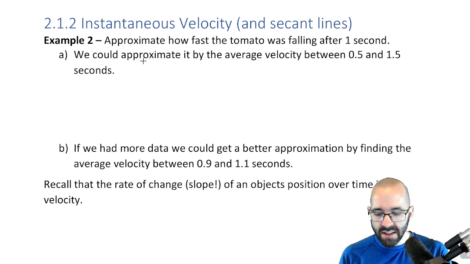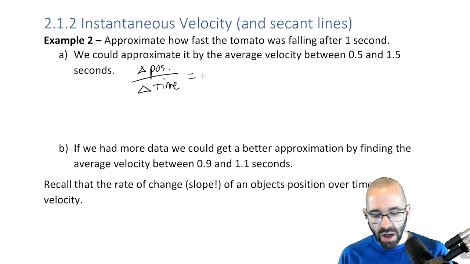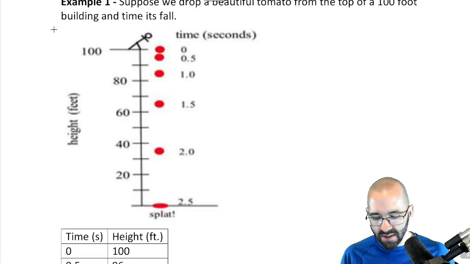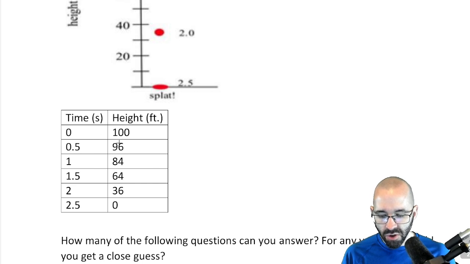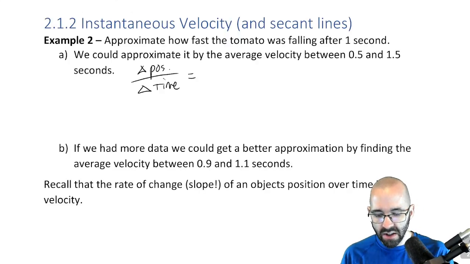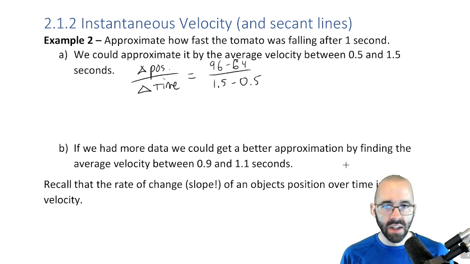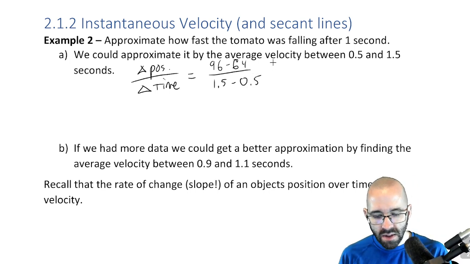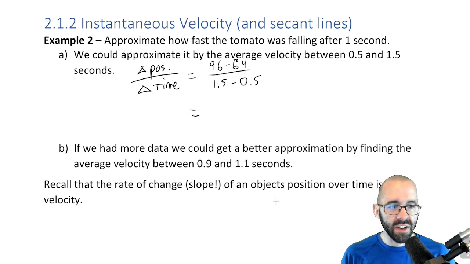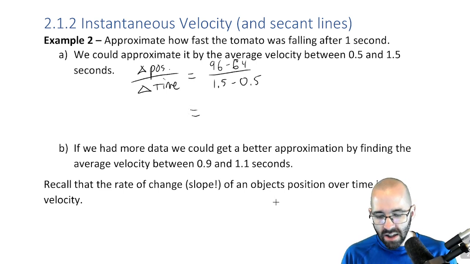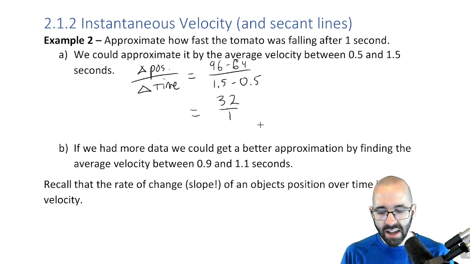Remember that the average velocity is going to be the change in position divided by the change in time. Well, between half a second and 1.5 seconds, what's the change in position? It goes from 96 feet to 64 feet. And between those times, how much time has passed? Well, it's going to be 1 second. So we could just do all these calculations out. We get that 32 feet is how far it went in 1 second.